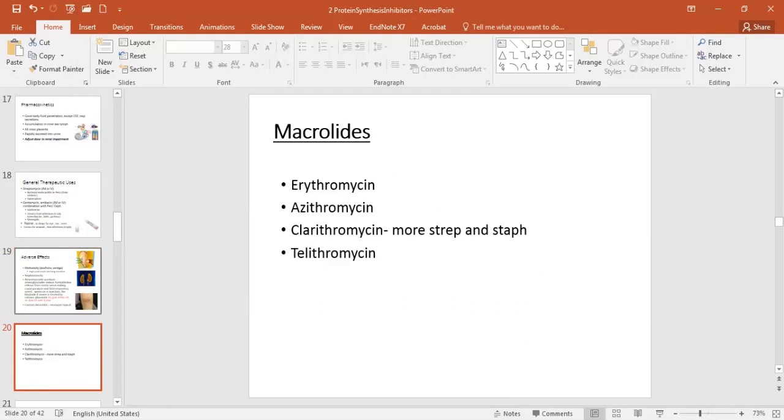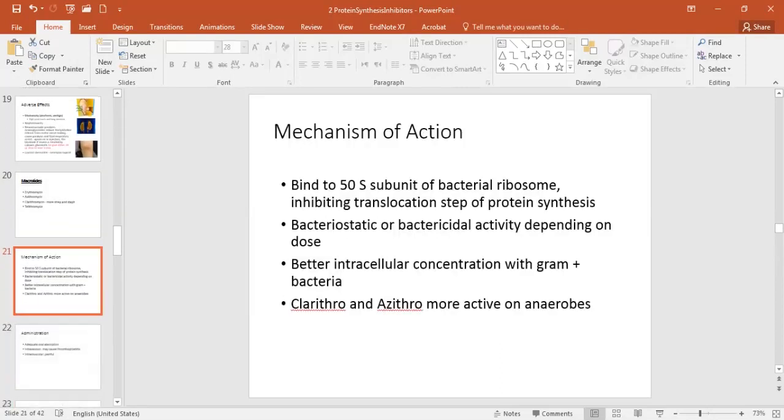نيجي now to the macrolides اللي تشمل الاريثرومايسين، الازيثرومايسين. الاريثرومايسين اللي هو يشتغل أكثر شيء على strep والstaph والtelithromycin. Mechanism of action, again, it binds to the 50S subunit of bacterial ribosome, inhibiting translocation step of protein synthesis, and it could be bacteriostatic or bactericidal, depending on the dose. It has better intracellular concentration with gram-positive bacteria. Clarithromycin and azithromycin are more active on anaerobes.